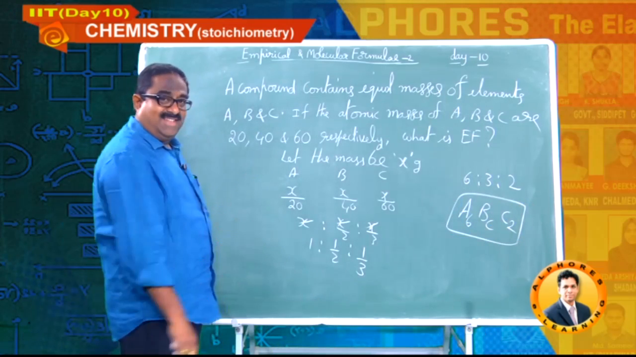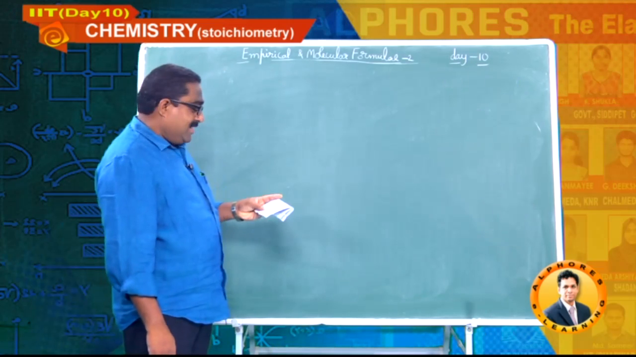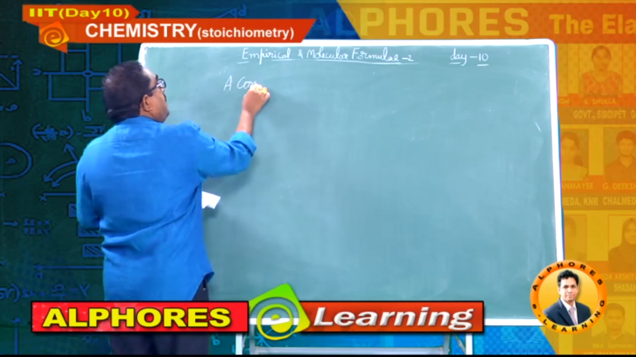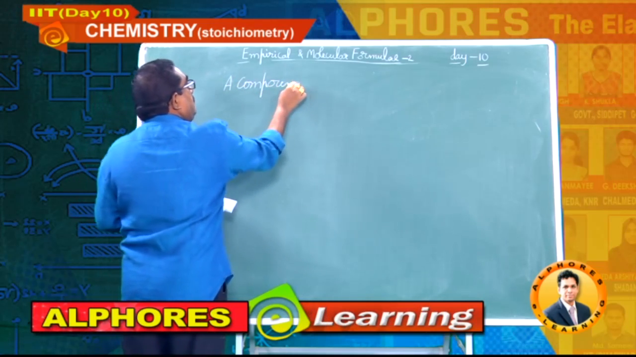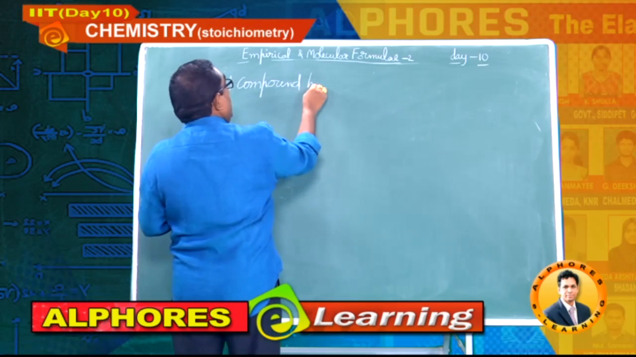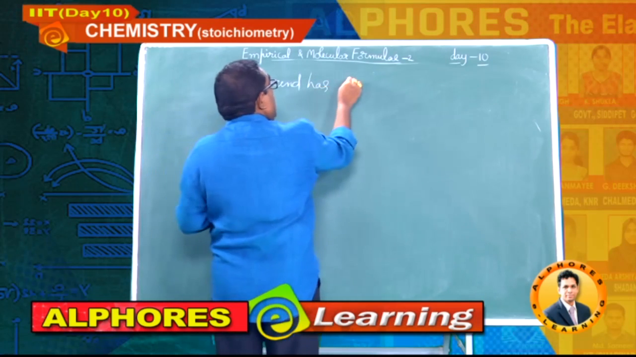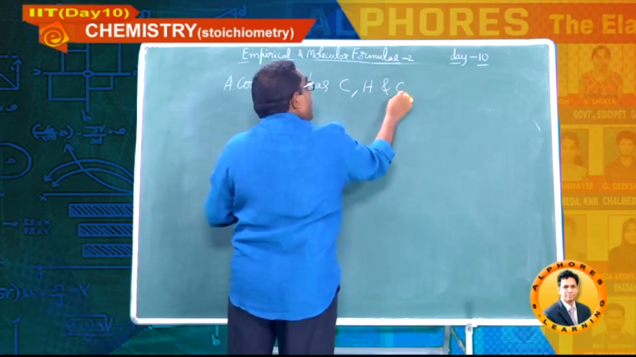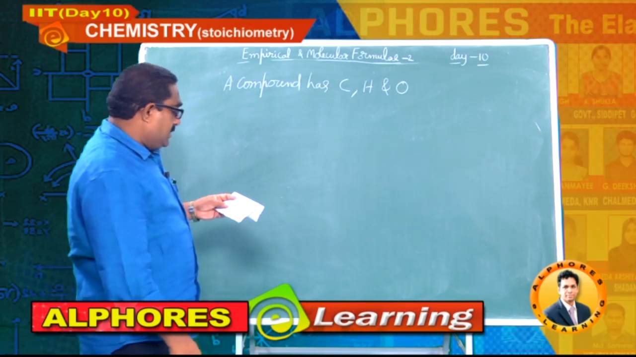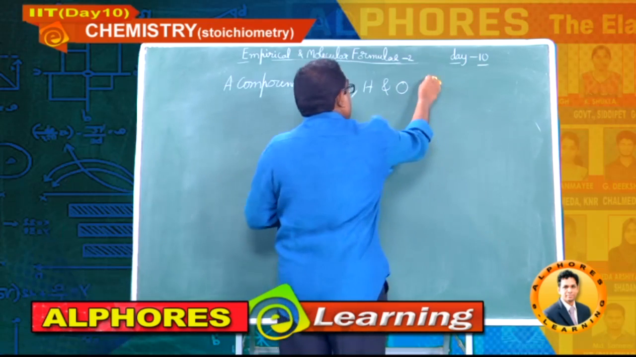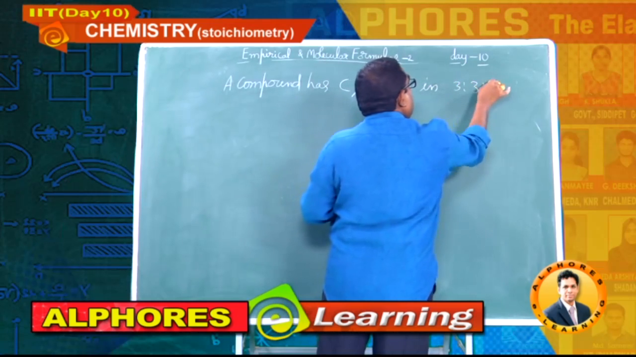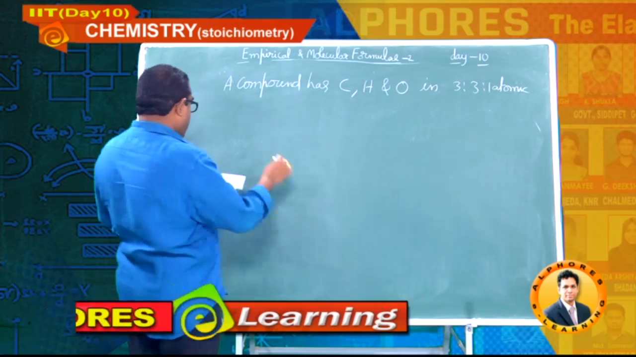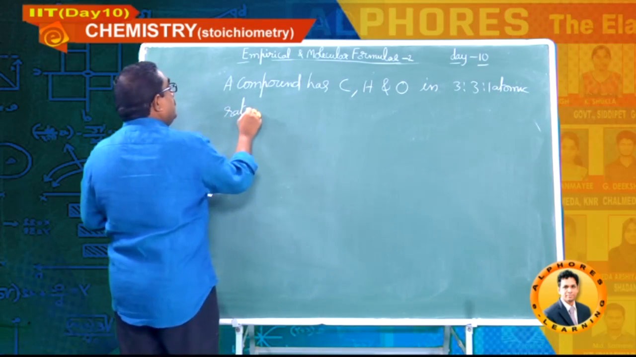It's a very simple question. Okay, students, let us go for the next question. You please write down. A compound has the elements, students, write down carbon, hydrogen and oxygen, in 3:3:1 atomic ratio.